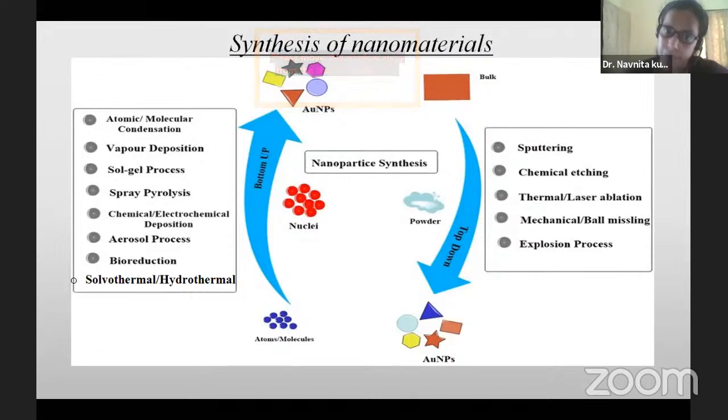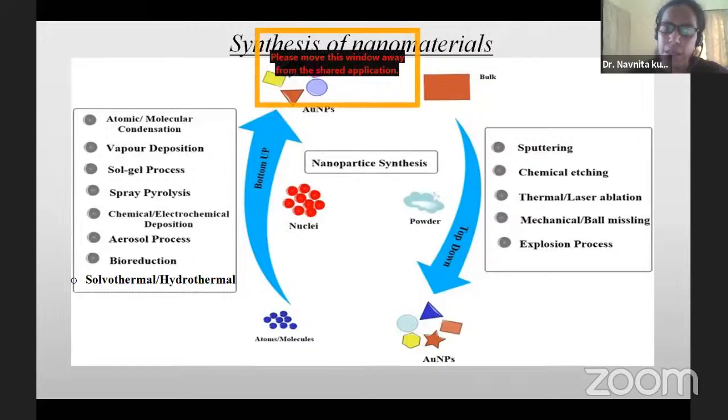and move towards the nanoparticle range. In the bottom up approach, there are lots of methods: atomic molecular condensation, vapor deposition, spray pyrolysis, bioreduction, solvothermal, and hydrothermal. And in the top down approach, sputtering, chemical etching, mechanical ball milling, explosion process, thermal laser ablation, etc. are required.